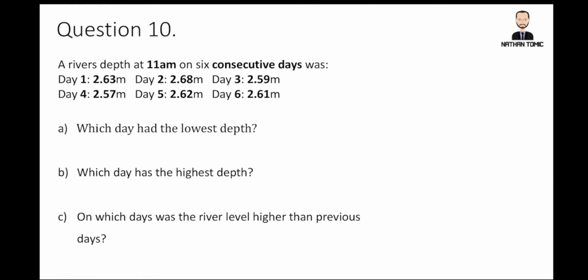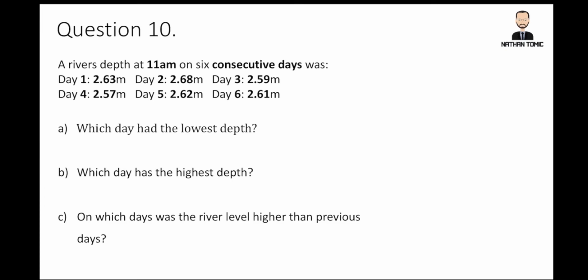And question 10 asks us to have a look at some river depths. So the river depths at 11 a.m. on 6 consecutive days were day 1, 2, 3, 4, 5, and 6. I won't read them out. You can read them yourself. Now some words here are highlighted that might make them important, so we'll just keep an eye on that. So it says which day had the lowest depth.